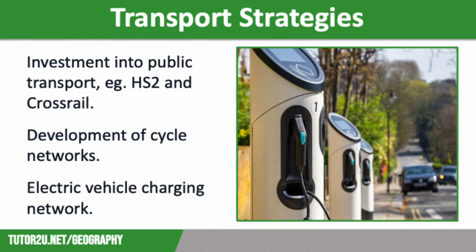Our fourth mitigation strategy is lowering emissions from transport. Countries like the UK are investing heavily into public transport to reduce the number of cars on the road, which would reduce the amount of CO2 emissions from transport. Huge infrastructure projects include the High Speed 2 rail link linking London to the north, and Crossrail, which has improved rail links across London. These projects will also benefit the UK economy.